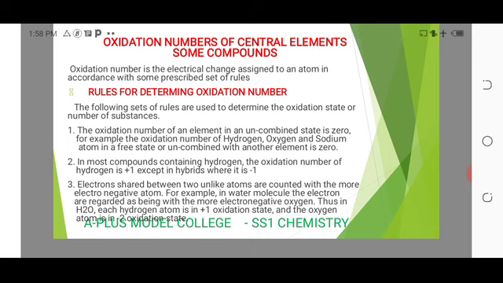Now, number 2, in most compounds containing hydrogen, the oxidation number of hydrogen is +1, except in some hydrides, which is -1. In most cases, the oxidation number of hydrogen is +1. When you see hydrogen, you attach +1 to it.